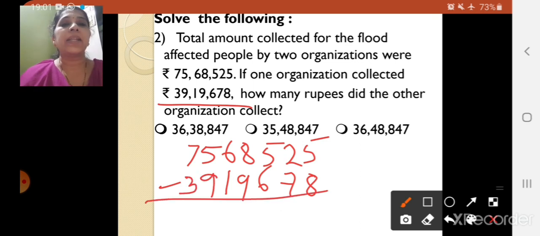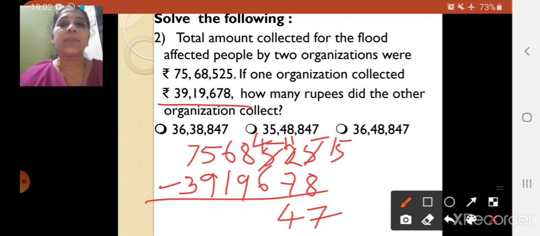Now 5 minus 8, you cannot subtract, so you are going to borrow 1 from 2 and this 5 will become 15. What is 15 minus 8? 15 minus 8 is 7. Now 1 minus 7, again you cannot subtract 1 from 7. So you are going to borrow 1 from 5. So in the place of 5 it will become 4 and in the place of 1 it will become 11. So 11 minus 7 is 4. Now 4 minus 6.